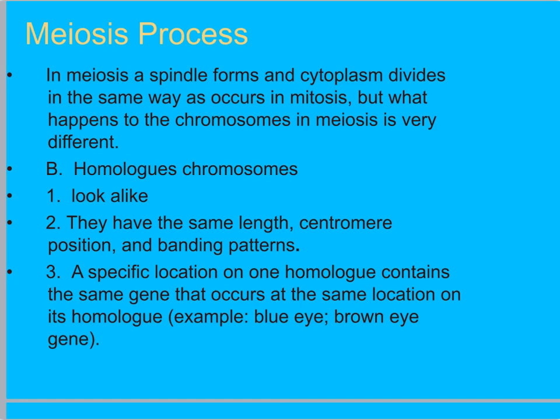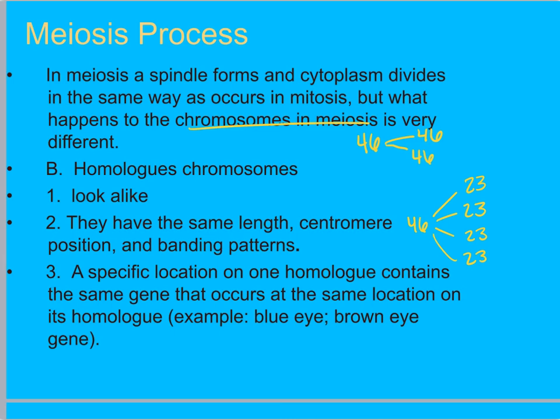So, in meiosis, very similar to mitosis, but we're going to be talking about the key differences. In meiosis, you'll still have a lot of the things happening that we talked about with mitosis. Your spindle fibers form, cytoplasm is going to divide, but the chromosomes are the key difference. If you recall, mitosis takes one diploid cell with 46 and makes two diploid cells with 46, whereas meiosis takes one diploid cell and produces 4 haploid cells.